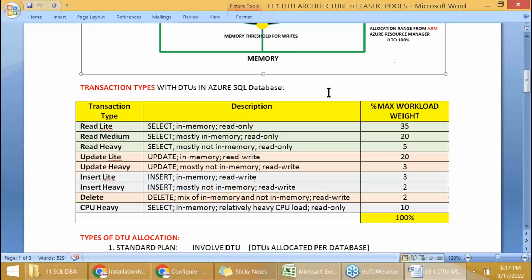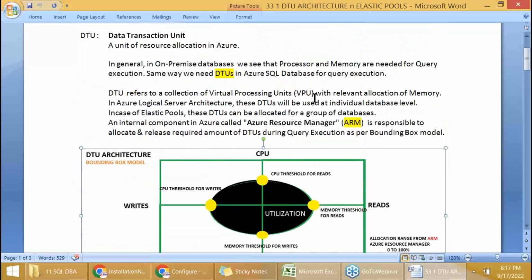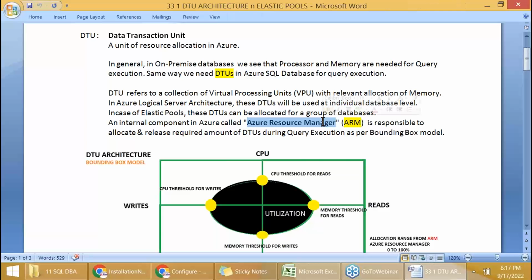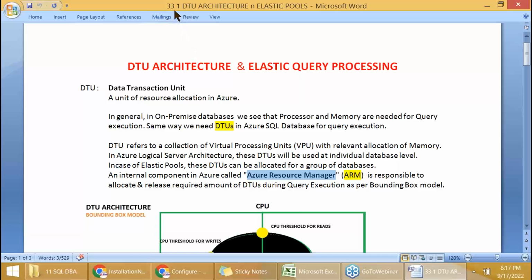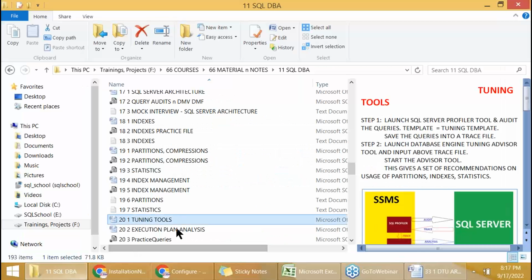In the Azure SQL database environment, just like our regular on-premise environment has a query optimizer, our Azure SQL database environment has something called ARM, Azure Resource Manager, the brain component of our Azure Logical SQL Server. Remember friends, we are talking about logical server, right?